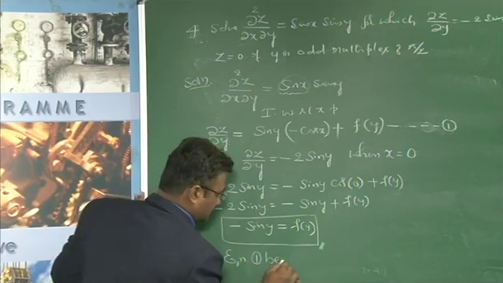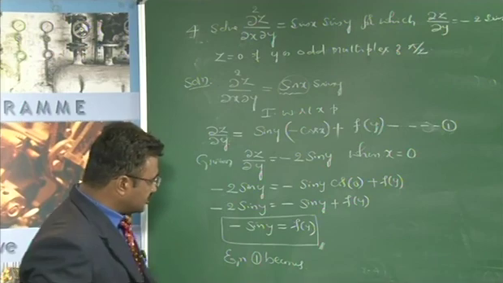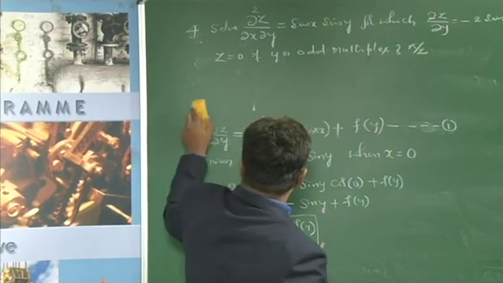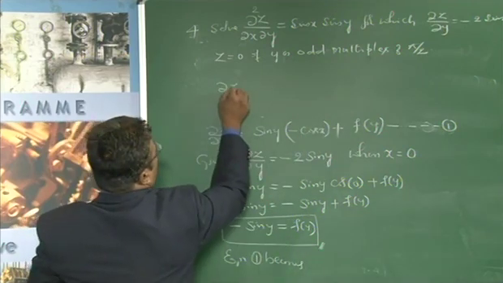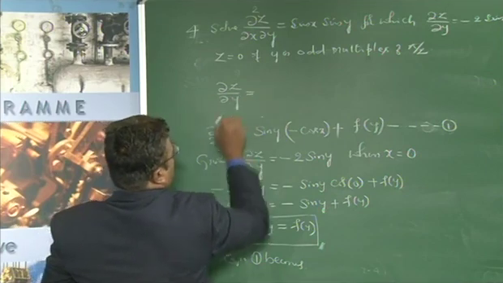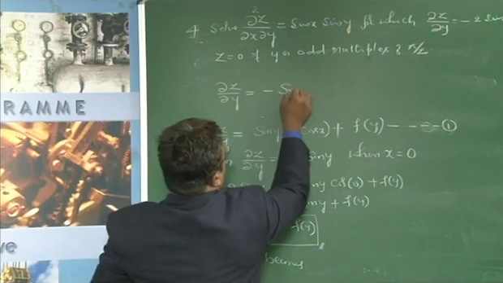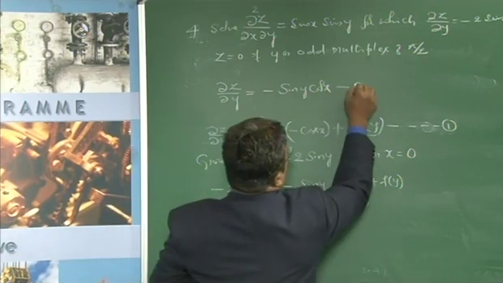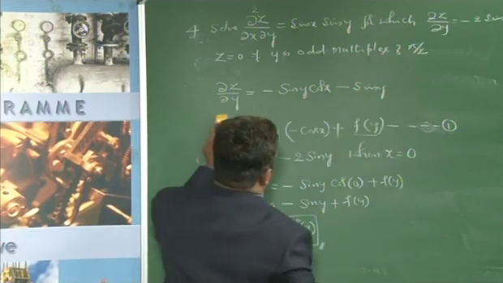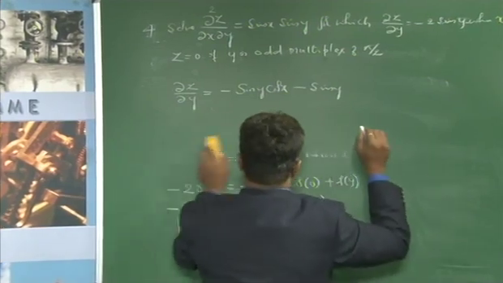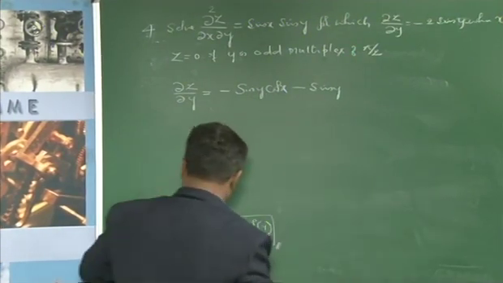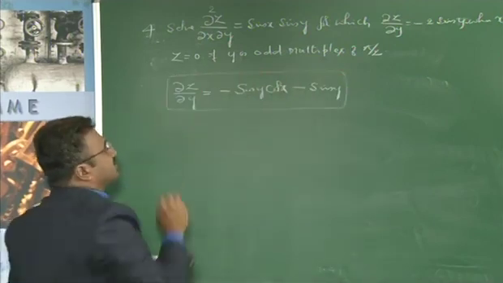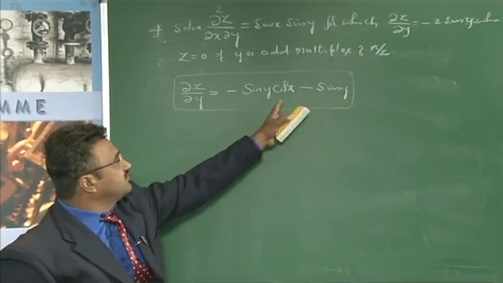So write down here now. Equation 1 becomes, just after substituting directly, ∂z/∂y equals -sin y cos x, and in place of f(y) we put here -sin y. Call this the equation obtained after substitution, after finding the value of f(y).